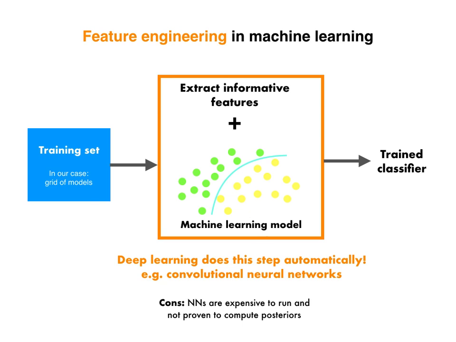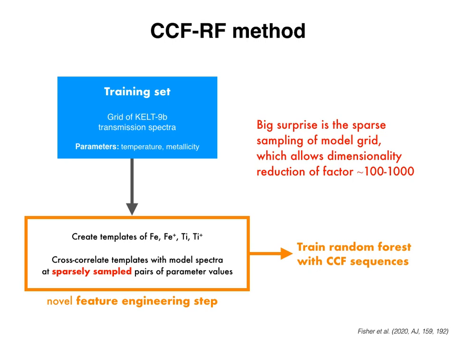And the reason why convolutional neural networks and its kin are so powerful is because this feature engineering step is done automatically. The downsides of using deep learning for this is that neural networks are generally very expensive to run. And there's some debate on whether neural networks actually produce posterior distributions in the true Bayesian sense. So we took a different approach.